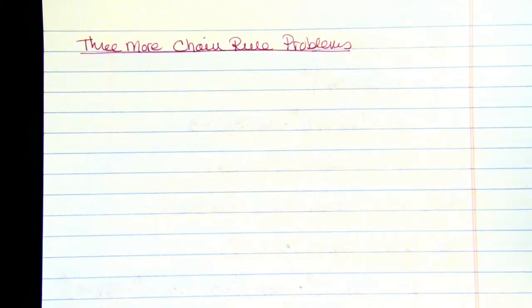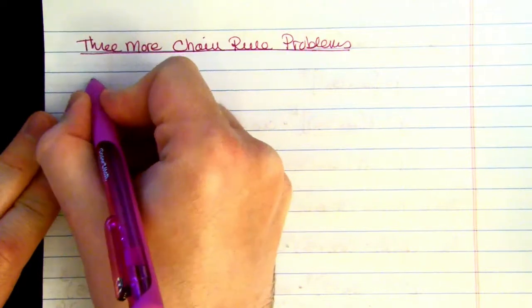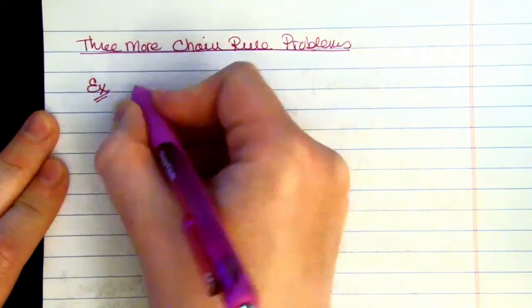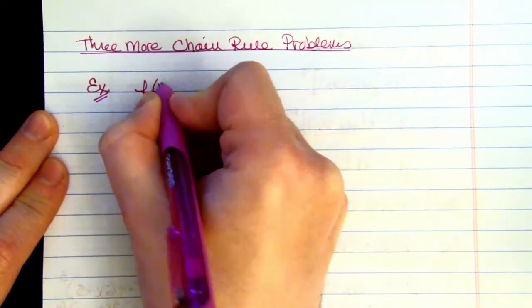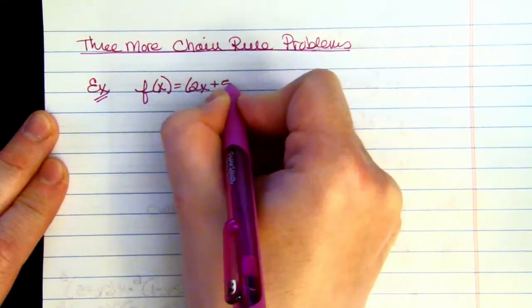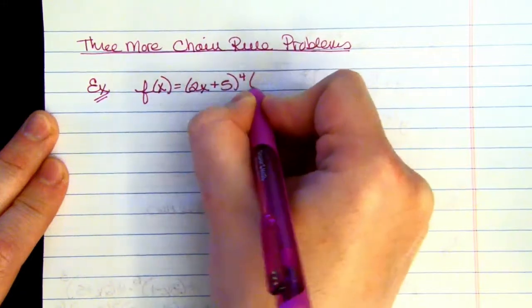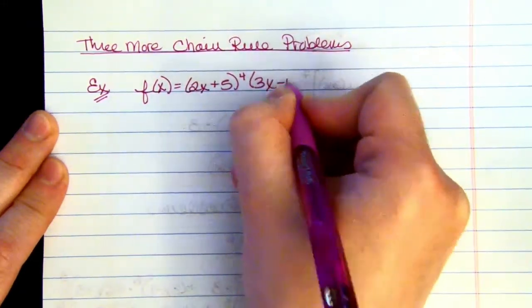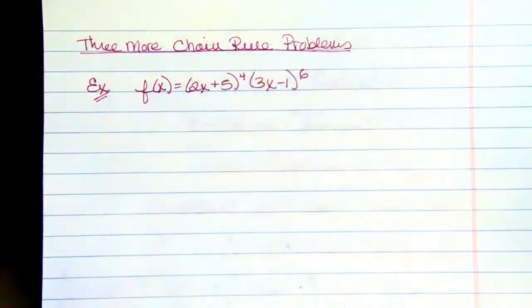We're going to take a look at 3 more chain rule problems that are a little bit more involved than the ones we looked at before, because they'll involve a few other tools thrown in there as well. The first one I want to take a look at is f of x equals (2x plus 5) to the 4th times (3x minus 1) to the 6th. Take a moment and just copy that down.